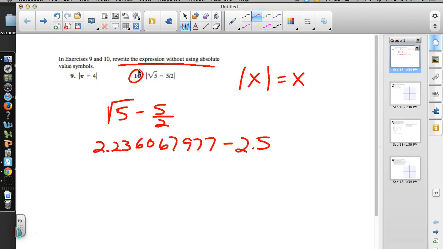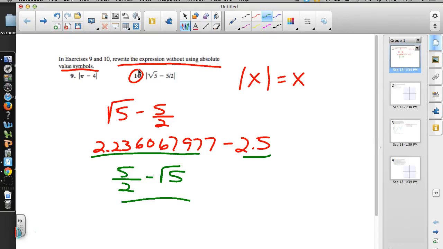They want us to rewrite the expression so that it is exactly the same value, but without the absolute value piece in there. So what we need is to get rid of the negative. And how we're going to do that is by reversing it. Because if we take 2.5 minus 2.2360679777, we will get the same approximation, but it won't be negative. And that's what they wanted. So there it is. We just reverse that order.